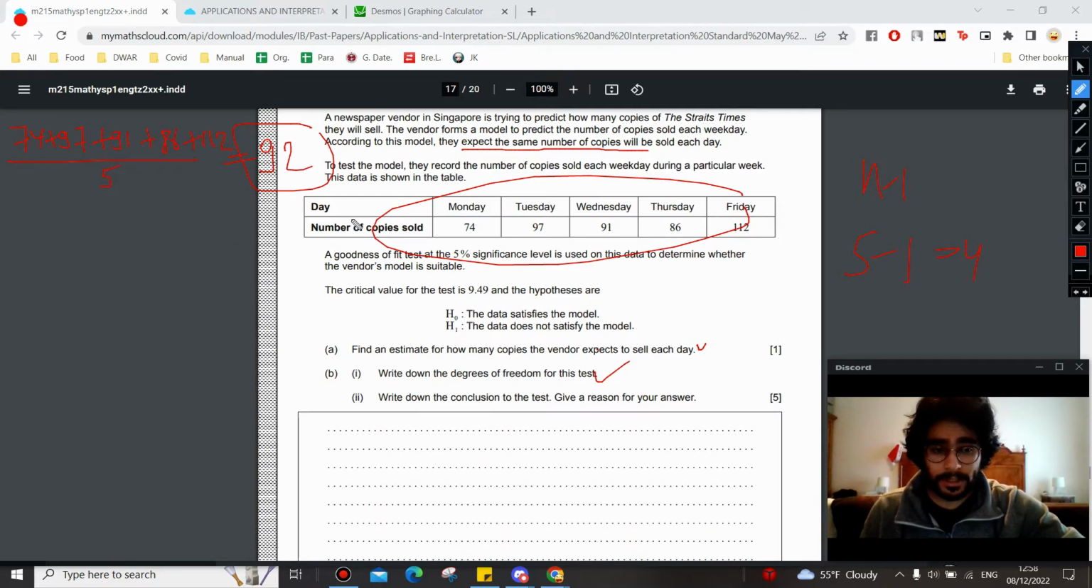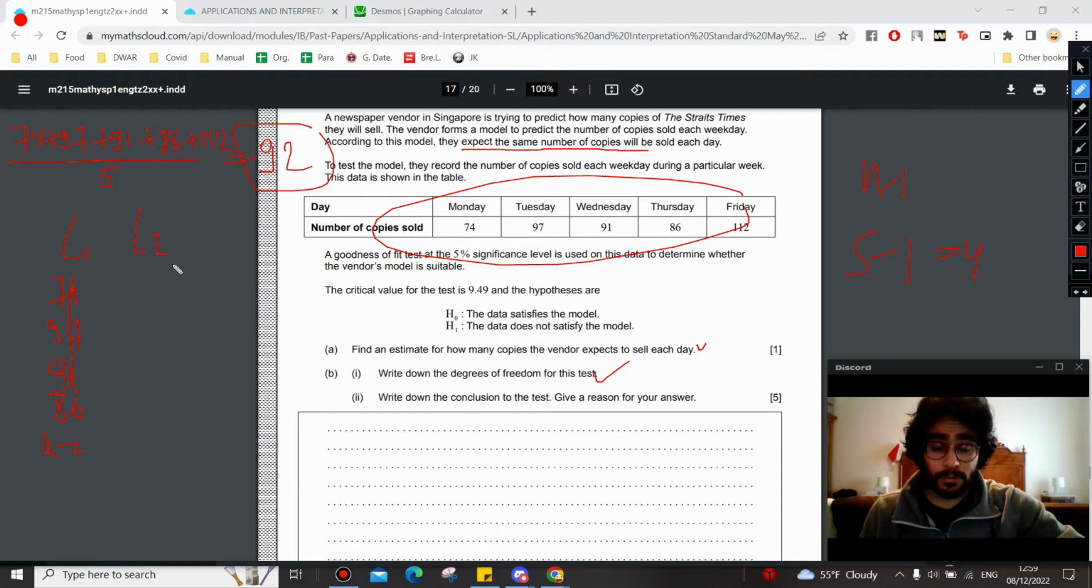As we did with the t-test, you have to go to the stat edit, or you have to go to the Excel part of your GDC, let's say, where you have the sheets and the columns and the rows. There you have to have 2 columns. The first column, L1, should include all the data that you have. So 74, 97, 91, 86, and 112.